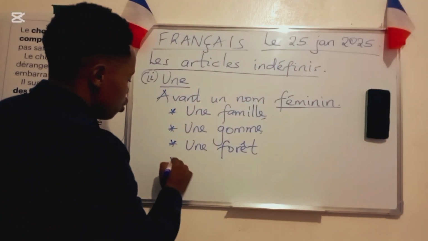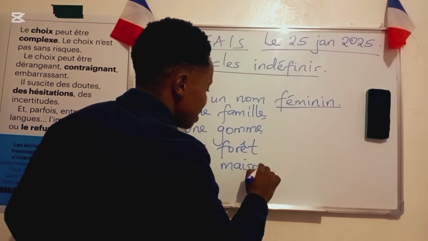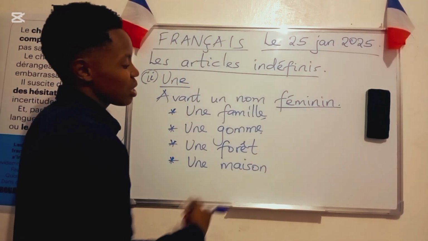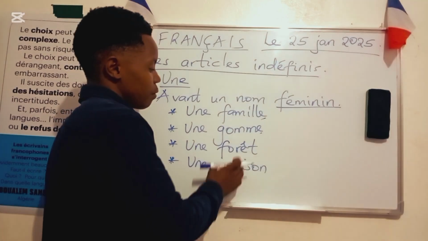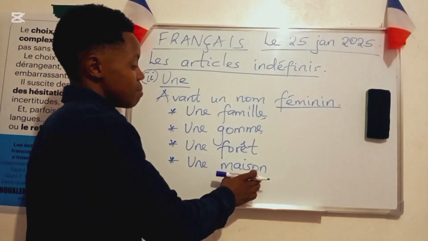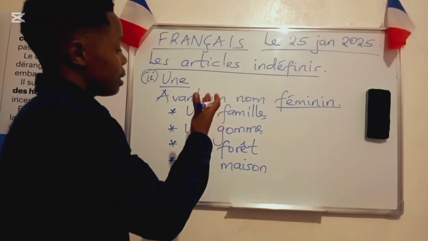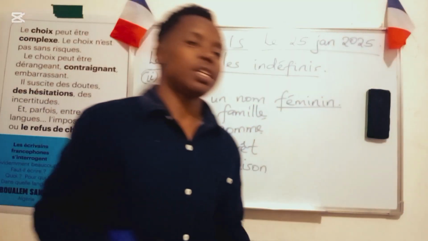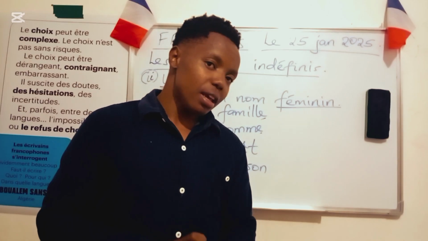We also have une maison. This one also does not end with an e, but it is still feminine. Forêt, that is a forest. Maison, that is a house. Gomme, an eraser. Famille is a family. So you can see that. What am I talking about here? You just need to be knowing those nouns often in your head.